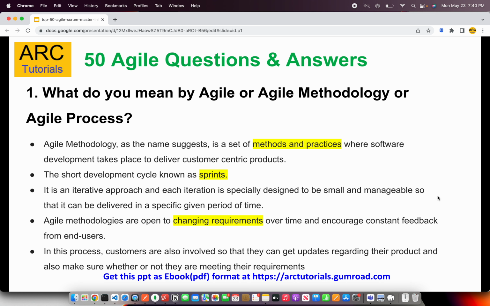In Agile methodology, the development cycle is short and is known as sprints, usually of 2 weeks. It is an iterative approach and each iteration is specially designed to be small and manageable. Agile methodologies are open to changing requirements over time. Also, inform that customers are involved during this process to give feedback and also participate in the requirements process. That is the basic definition that you should explain about Agile.